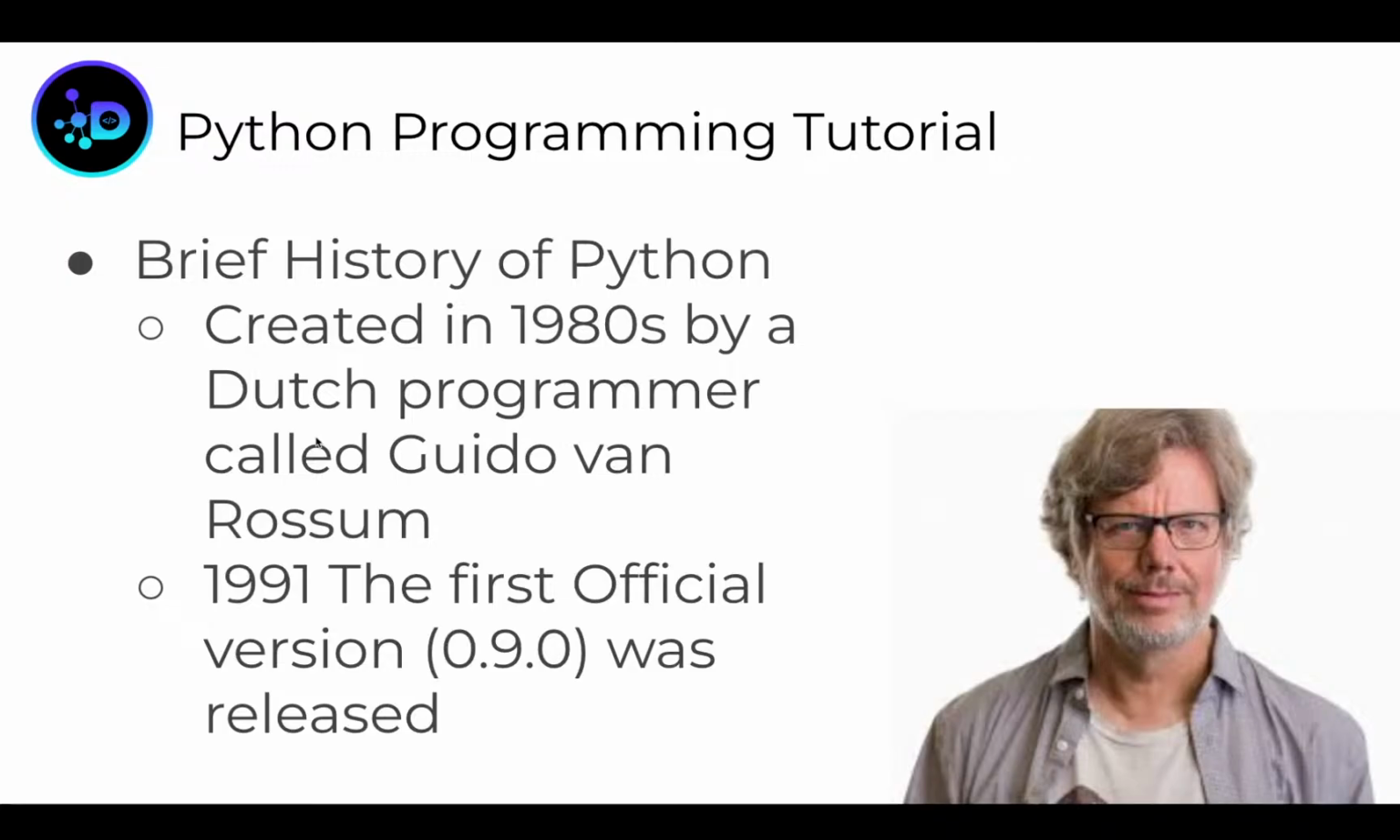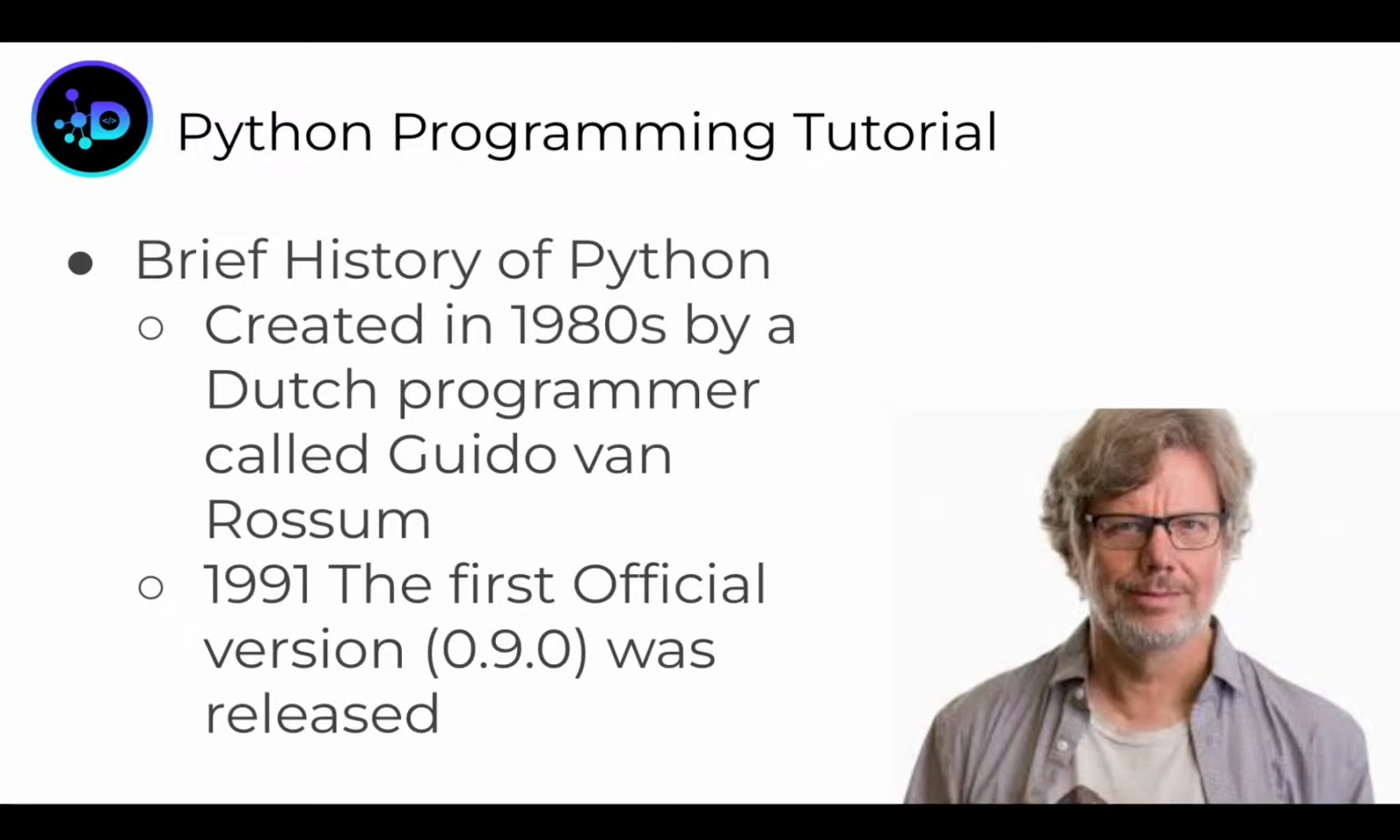Now, Python programming, the brief history, right? Python was created in the 1980s by a Dutch programmer called Guido van Rossum, right? This was the Dutch developer that came up with the Python programming language. He began work on Python as a successor to the ABC language at CWI in the Netherlands. That was how Python came about as a successor.